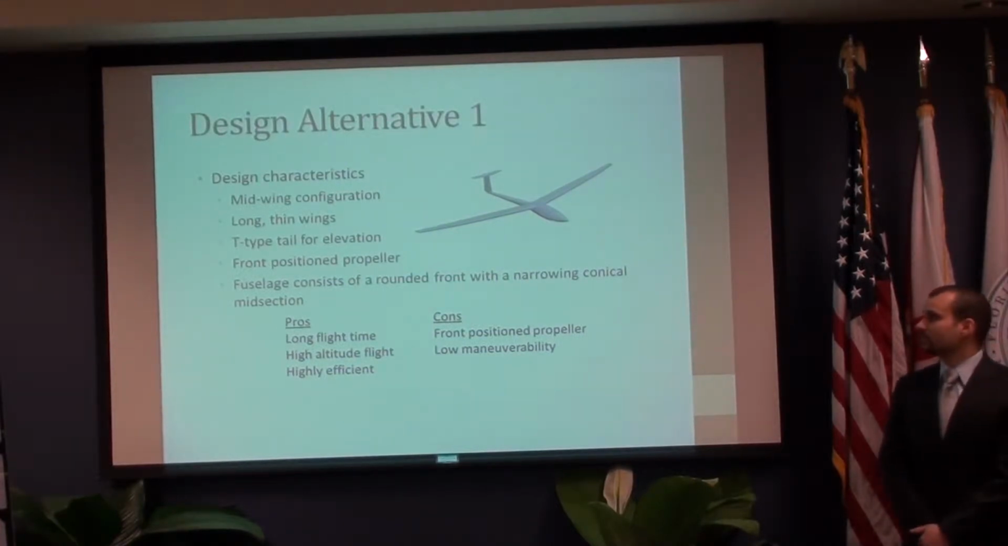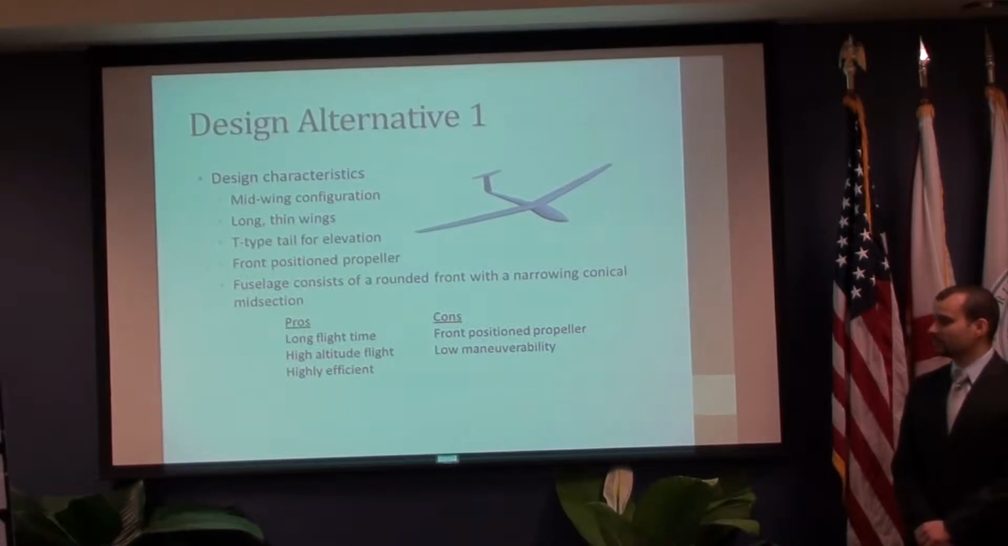For this project, we came up with several design alternatives. The first of these alternatives was a glider type RC plane, which is very commonly available. The design characteristics of this plane were a mid-wing configuration. It had long, thin wings, a T-type tail for elevation, a front position propeller, and a fuselage consisting of a rounded front with a narrowing conical midsection. The pros to this design were a long flight time, high altitude flight, and high efficiency. The major cons of this design were the front position propeller, which would inhibit the view of any cameras that would need to be mounted towards the front of the aircraft, and lower maneuverability inherent with these types of RC planes.